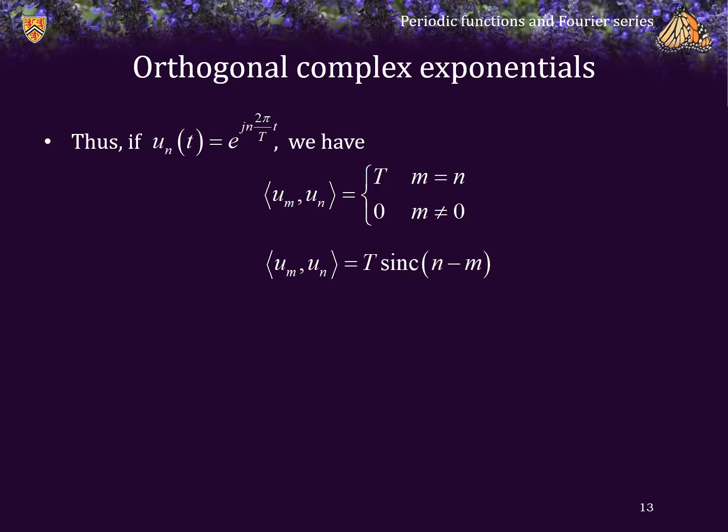We can also write this as T times the cardinal sine of m minus n, where in digital signal processing, the sinc function is defined as sinc of x is equal to sine of pi times x over pi times x, where when x is equal to 0, we just take the limit, and the limit is that sinc of 0 is equal to 1.